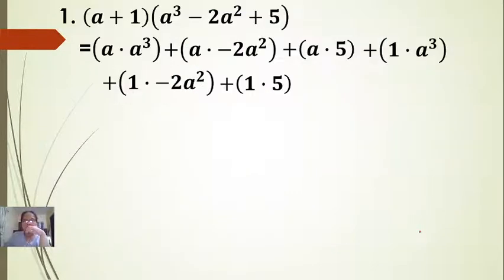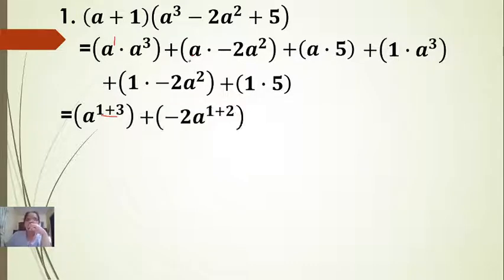Okay, so let's transfer it here and then simplify. They are of the same variable, so we simply add the exponents. There's an invisible 1 there. Add the exponents of a, that's 1 plus 3. And then plus, multiply the numerical coefficients. There's 1 in here times negative 2, which will give us negative 2. Then add the exponents of a in here, 1 plus 2. And then a times 5 is 5a.